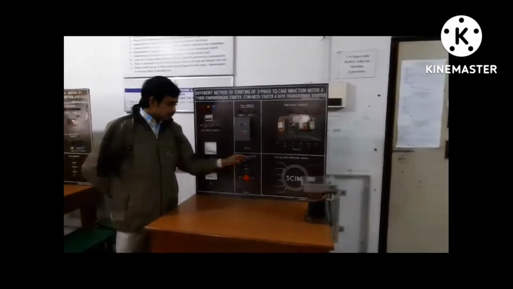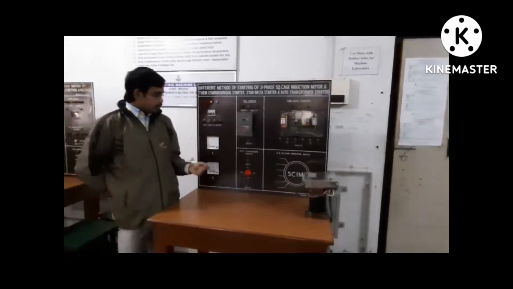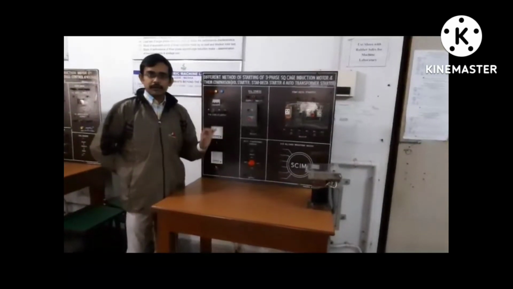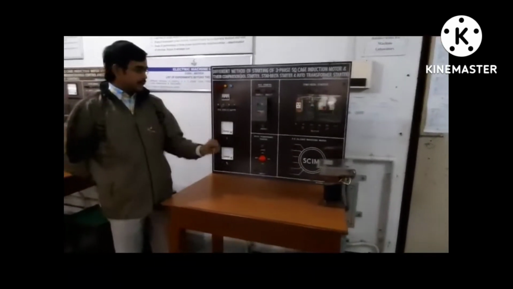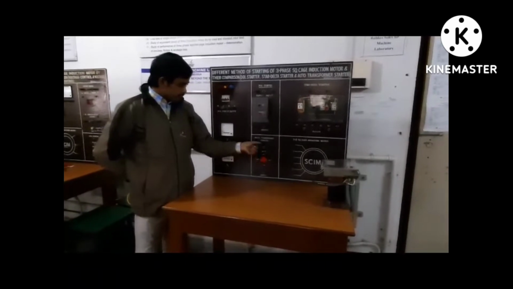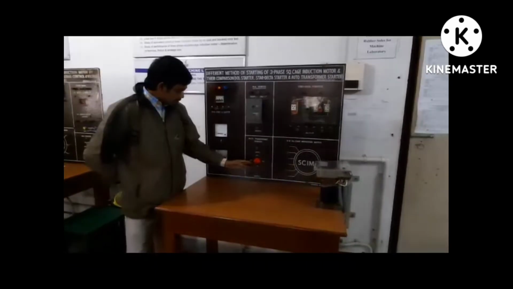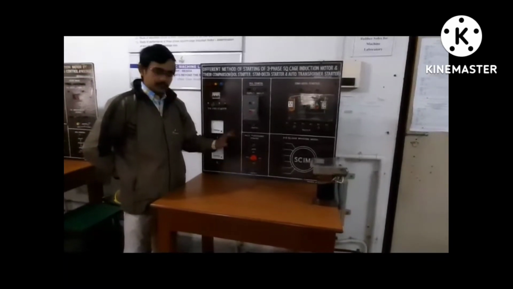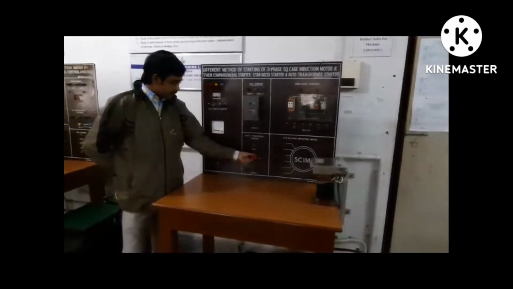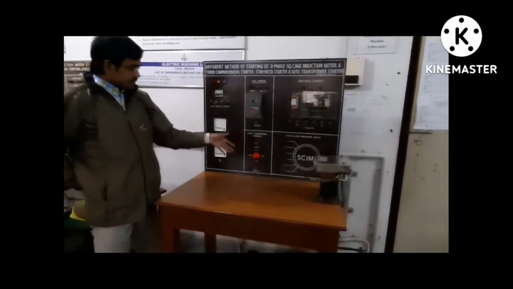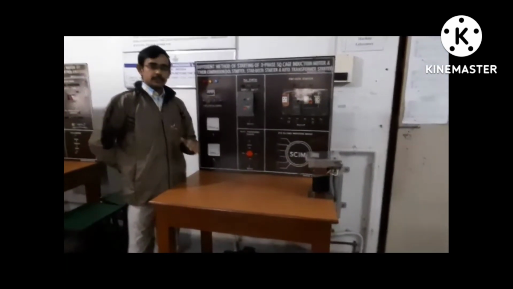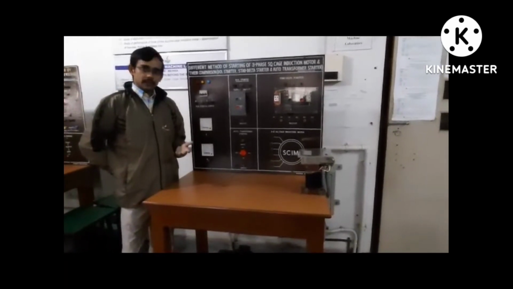Next is the autotransformer starter. As you know, with the help of an autotransformer you can decrease the supply voltage. So the stator voltage at the beginning of starting is reduced with the help of the autotransformer. There are 3 settings here: 25%, 50%, 75%, and the last one is 100%. By turning this knob we can change the stator supply voltage. If the voltage is low, then low current will be drawn by the motor at the time of starting.